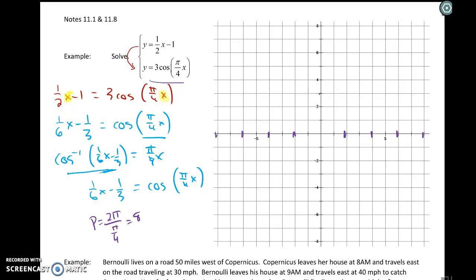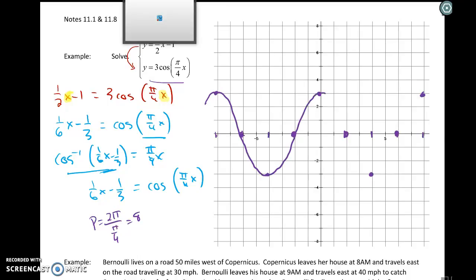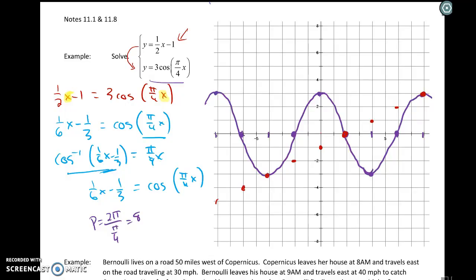And then the cosine starts at 3, and it goes down, down, up, up, down, down, up, up. So this function looks like this. And then this function is just a line through -1 that has a slope of 1/2. So up 1 over 2, oh, there's the intersection. Up 1 over 2, up 1 over 2. Oh, there's another intersection. Down 1, back 2. Oh, there's another intersection.